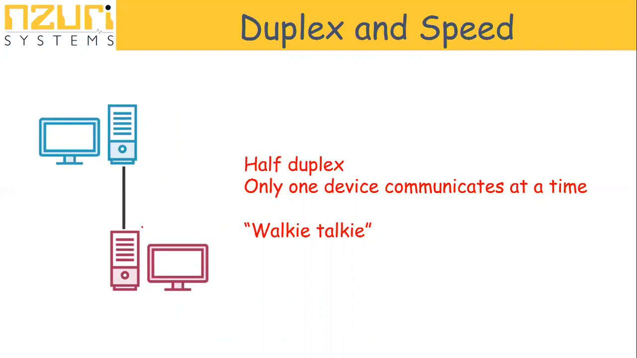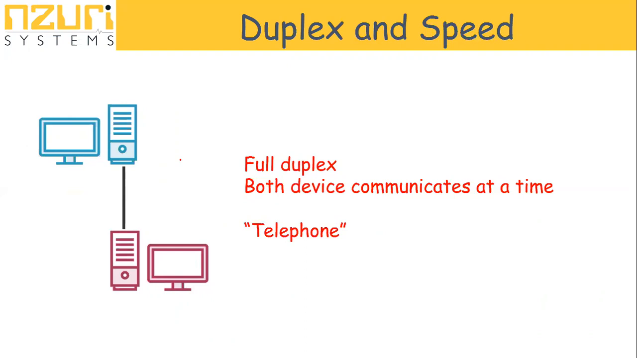So like here, only this red guy can send data at one time. When it is done, it's only then that this guy can also send data. Both of them can do it simultaneously. Now, in a full duplex scenario, both devices can communicate at the same time, like a telephone conversation.